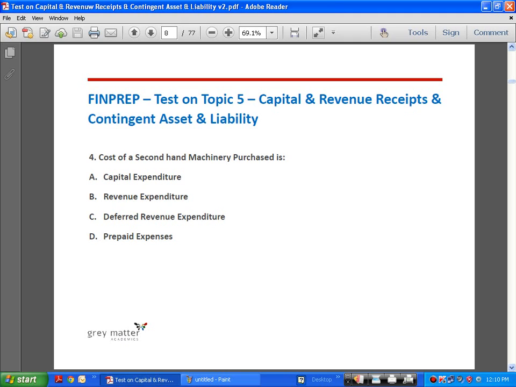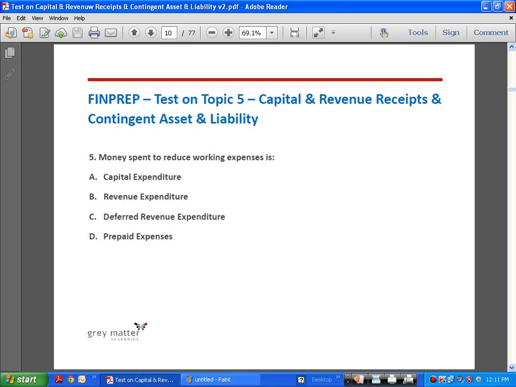So this is quite a straightforward question. It doesn't matter whether the machinery is a first-hand machinery or a second-hand machinery or a third-hand machinery. It is an asset to the person who is purchasing it, so it is a capital expenditure for him. So the basic cost of purchasing a second-hand machinery is capital expenditure. When he purchases a second-hand machinery, the entry that he will pass is machinery account debit to cash, and it is going to be capitalized as an asset.